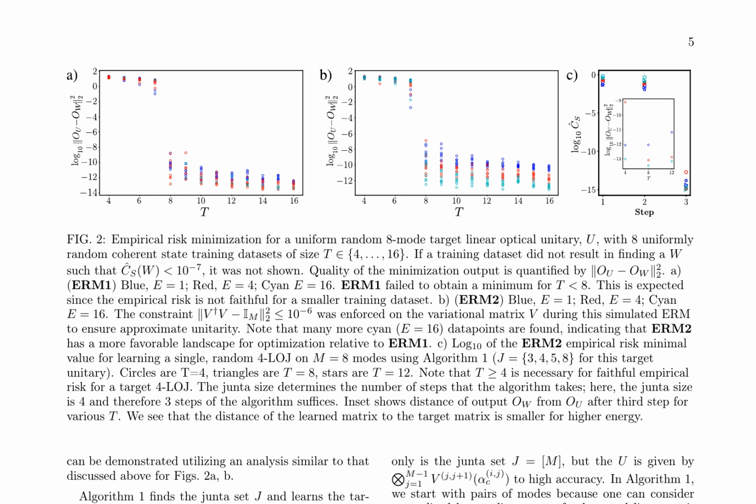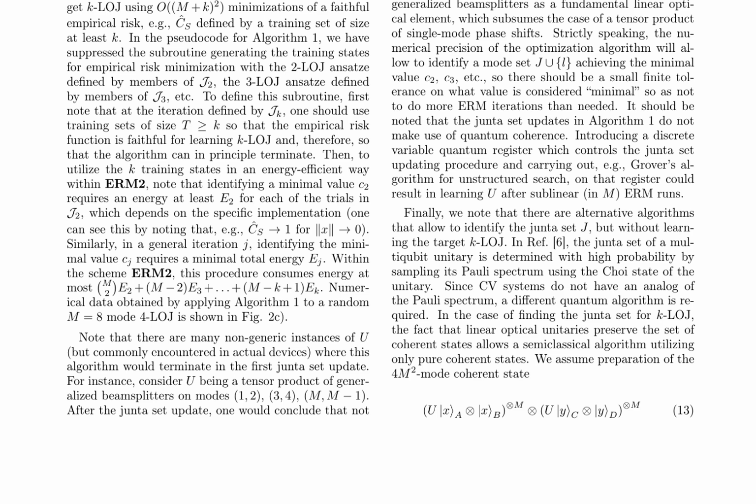The empirical risk minimization process is further optimized using algorithm 1, which learns a target KLOJ on M modes using O((M plus K) squared) minimizations of a faithful empirical risk. The algorithm iteratively updates the junta set J, utilizing training sets of size t greater than or equal to k to ensure the empirical risk function is faithful for learning KLOJ. Numerical results demonstrate the algorithm's efficacy, with termination in the first junta set update for certain instances of U.